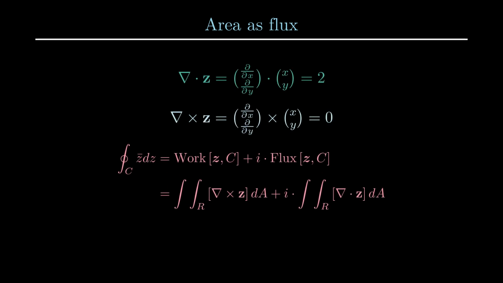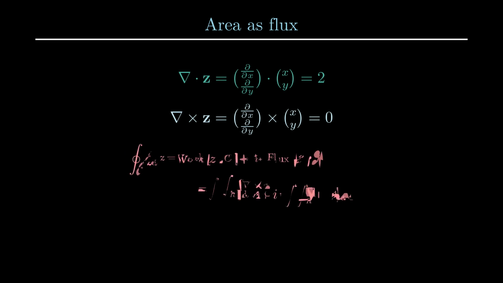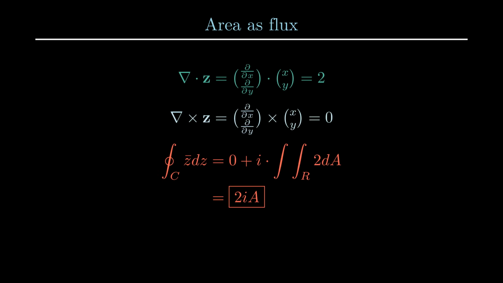The divergence, and therefore flux density, of this field is 2, while the curl, and therefore work density, is 0. Thus, the flux of this contour is 2 times the area A bounded by the contour, and the total value of this integral is 2i times this area.